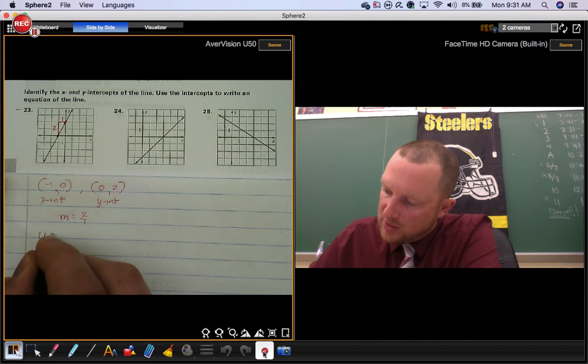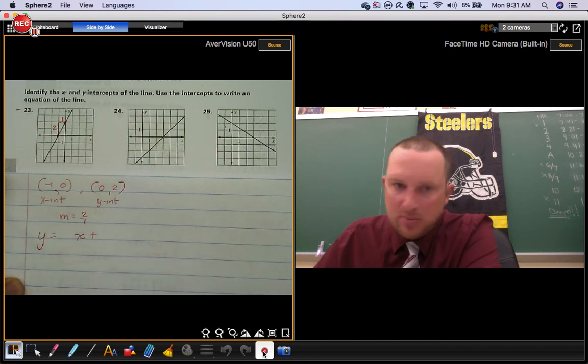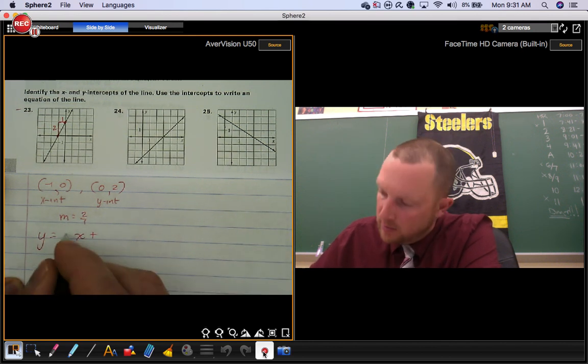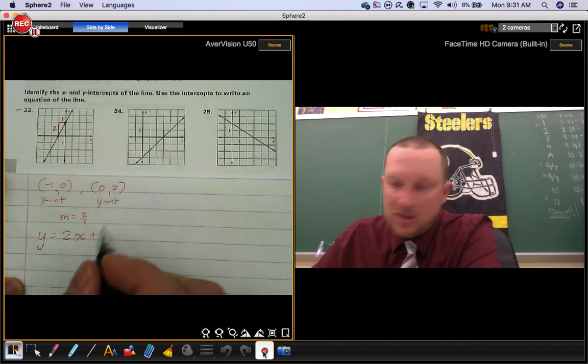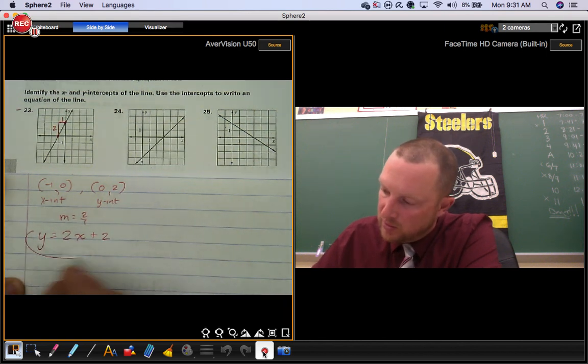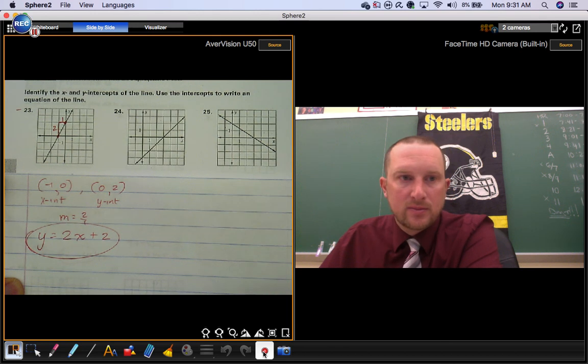So here's your answer. Here's the equation. y = mx + b. My m is 2, and my y-intercept, I already know, is also 2. That's your answer to number 23.